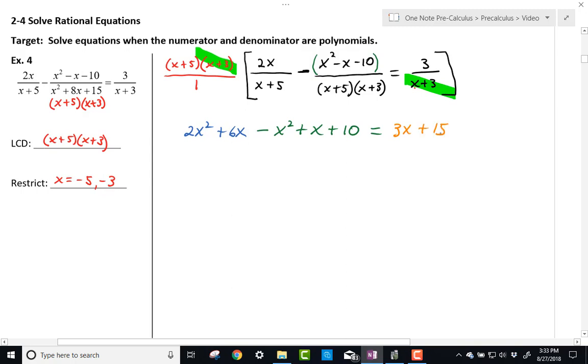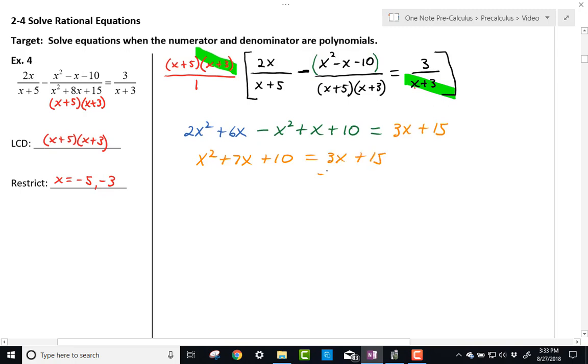And it just saves you a little bit of writing. So if that works for you, by all means, give it a try. So now we're going to combine some terms here. 2x squared minus x squared is x squared. 6x plus x is going to be 7x. We've got that 10. And then we've got equals 3x plus 15.